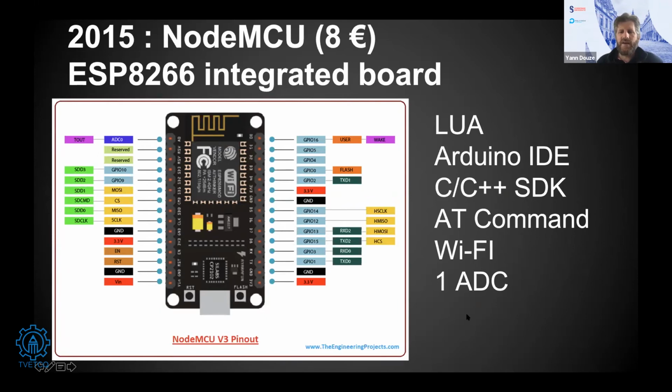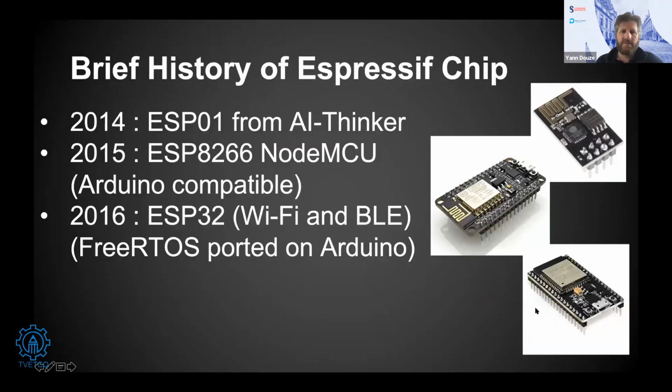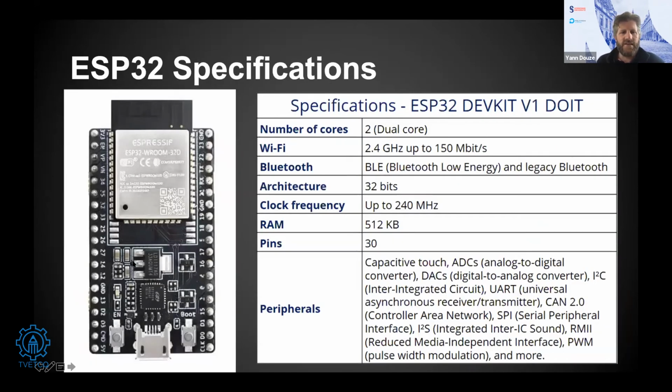You have Wi-Fi and one ADC. And then since 2016, you have the ESP32 with the NodeMCU version 2, which your colleagues talked about before. That is a very common board to do some IoT projects or labs. I use it a lot in my course, also in the RTOS course.